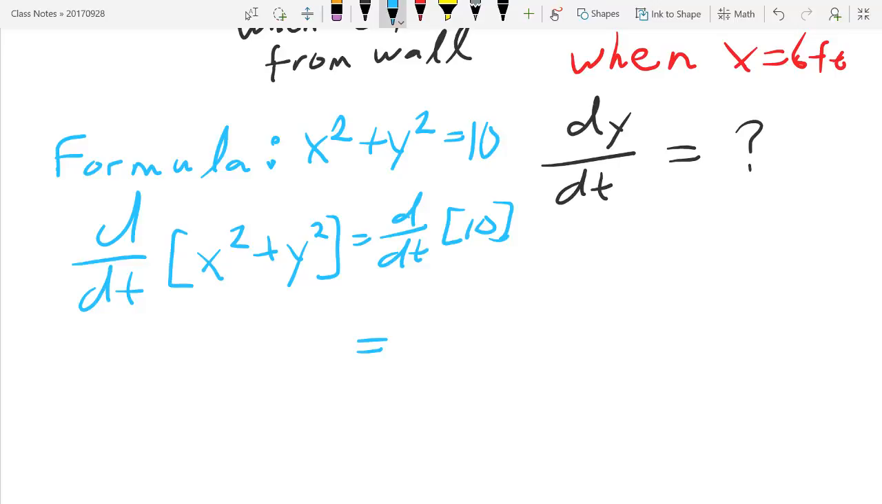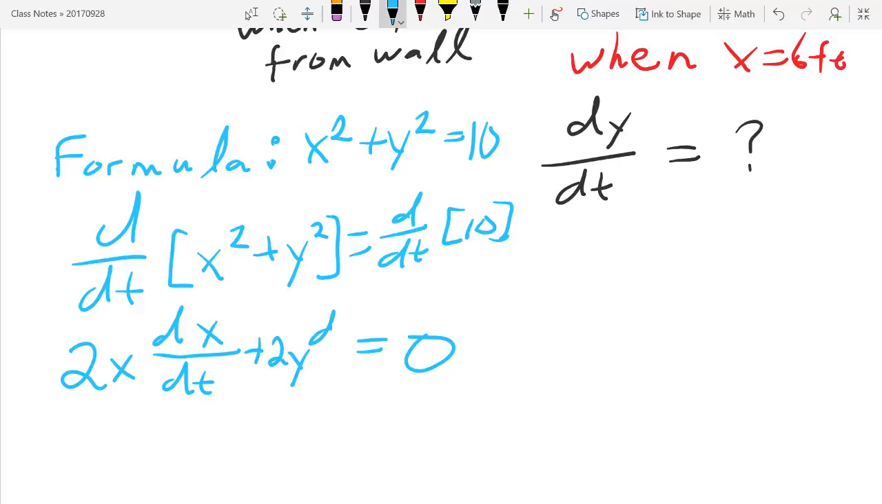The derivative of 10 is 0. Yeah, so that's just 0. What's the derivative with respect to t of x squared? 2x. And since we're taking the derivative with respect to t, we have to put an extra term there. What did we just take the derivative of variable-wise? x. Yeah, so it's going to be dx over dt, plus 2y dy dt. Again, I'm only including that term because t is not the same variable as x or y. It's a totally different variable.